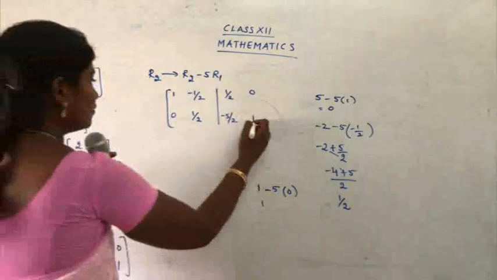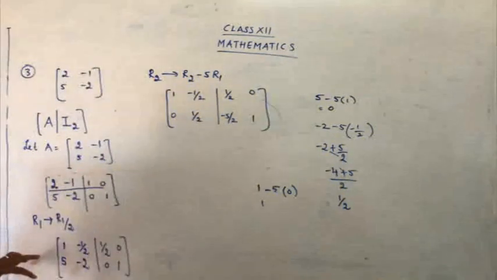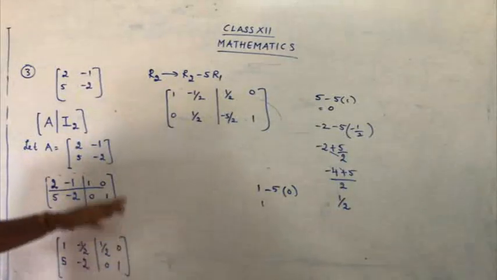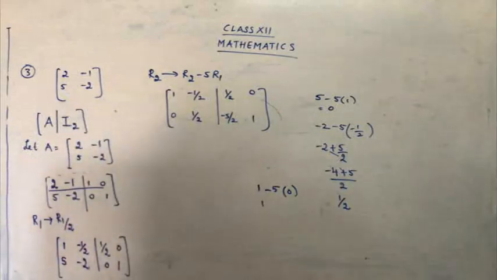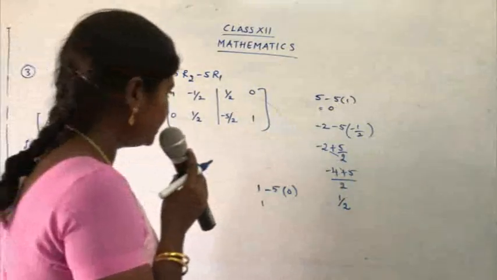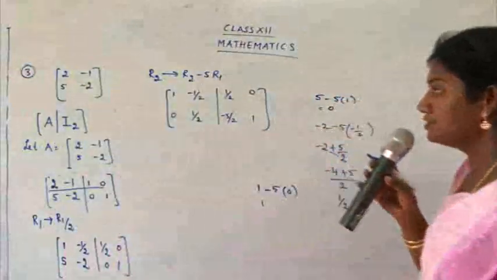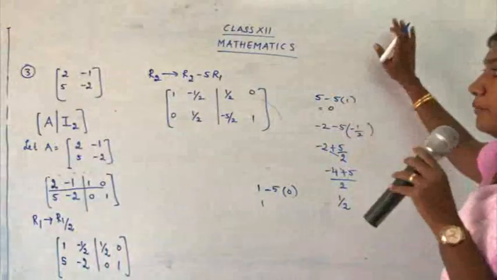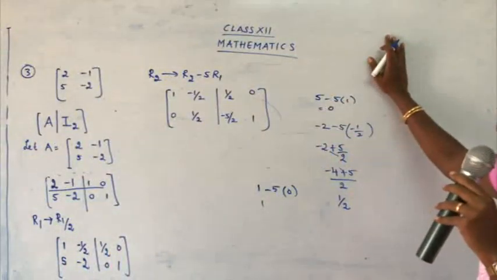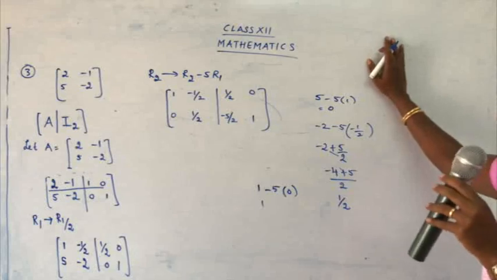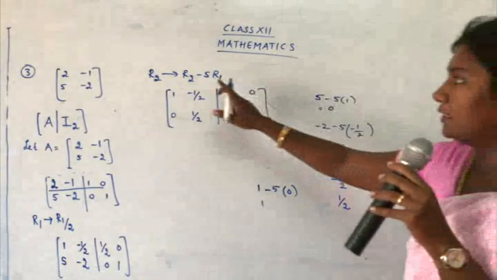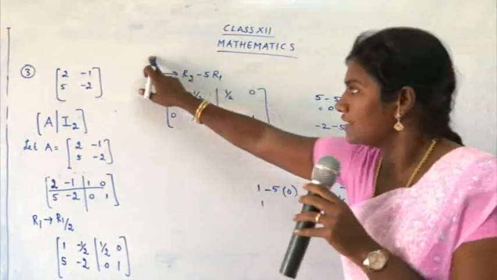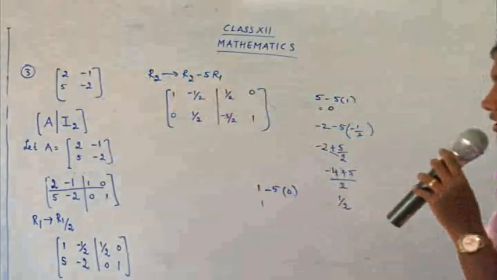So what was the previous row, children? What was the previous R2? The previous R2 was 5, minus 2, 0, 1. So now how is it being changed? It's changed as 0, half, minus 5 by 2 and 1. So we are using here all the elementary transformations that we have studied in our previous classes. So remember the 3 rules to be followed. We can interchange, we can multiply, or we can just do a scale like this. This is based on the 3rd rule of elementary transformation.